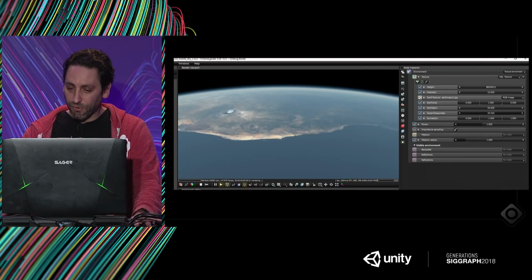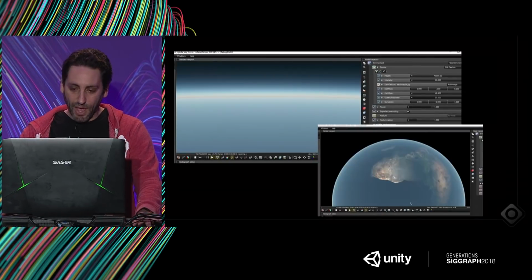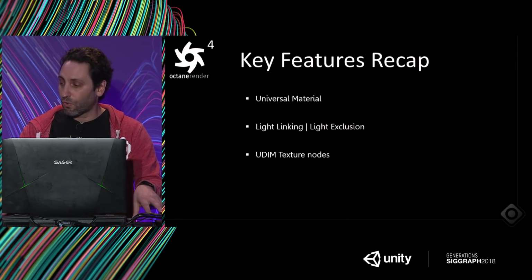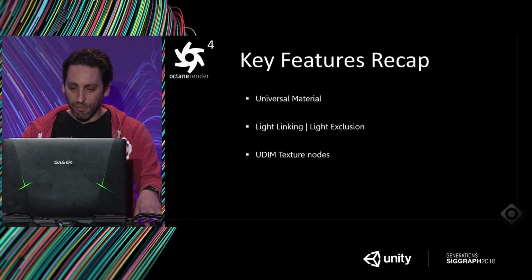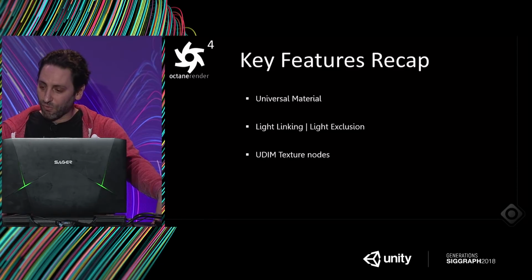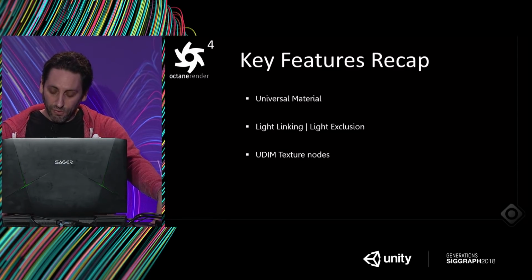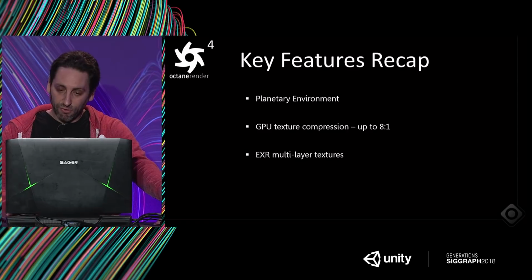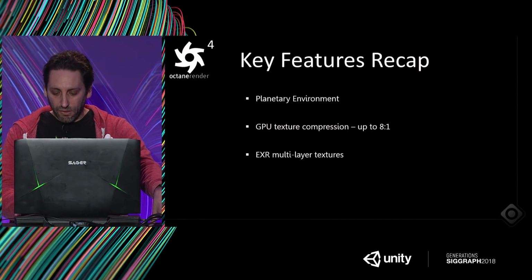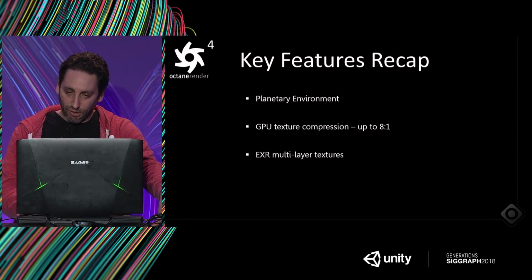And we had some really cool features that allow you to create planetary atmospheres, space, all these things are there in Octane 4. We created a universal Uber material, mainly so that we could have better integration with Unity. Our material system in Octane 4 now is a really good match. And a couple of extra features made it in that were planned for the later releases, and that includes light linking and exclusion, very important for motion graphics, and UDIM textures. GPU texture compression, really important. We can compress textures in Octane 4 8:1, and we support multi-layer EXR as texture inputs.